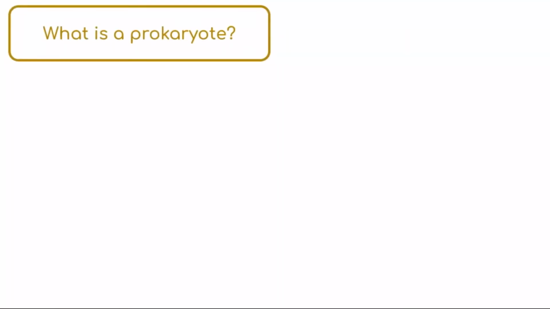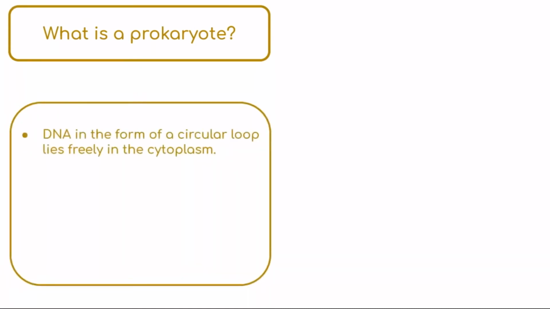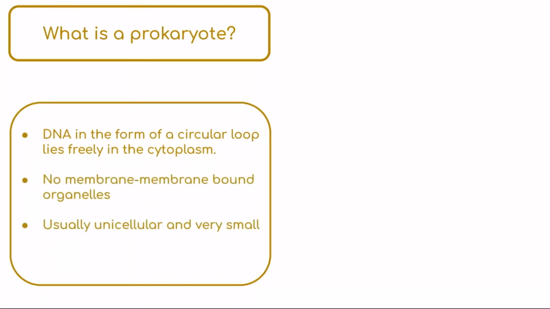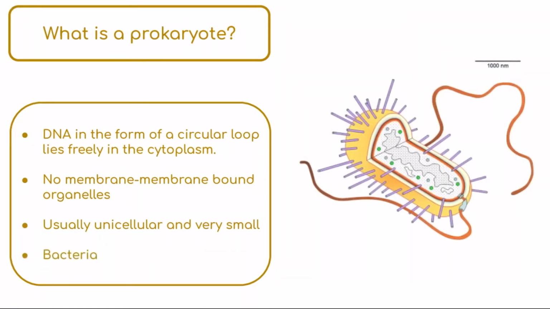Now that we've been through eukaryotes, we can now talk about prokaryotes. Prokaryotes are organisms that store their DNA in the form of a circular loop that lies freely in the cytoplasm and has no membrane-bound organelles. These organisms are usually unicellular and tiny, and a common example of this is bacteria, which you can see an example of on the right.